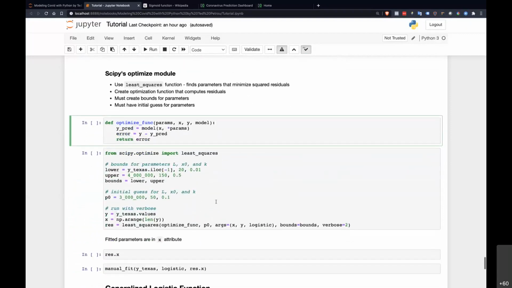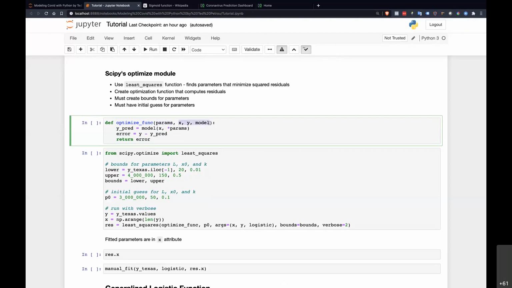So in order to use it, you have to make an optimization function. And the optimization function returns the error. So what this optimization function takes in, the first value is the parameters, and these will be a tuple, or just some sequence of parameters. In this case, we have 3 parameters, so it'll be a sequence of 3 values.